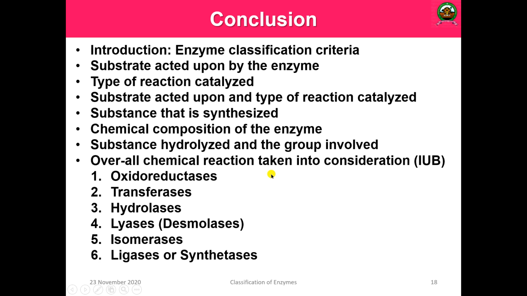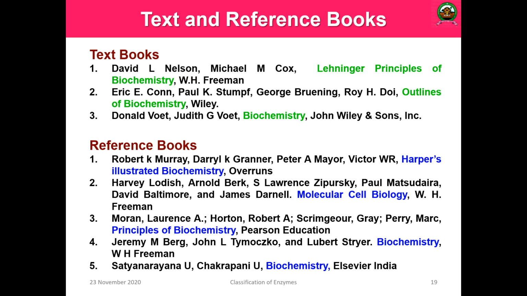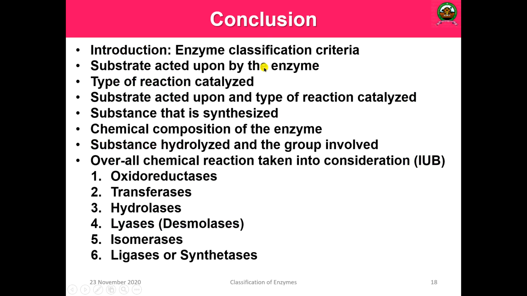Taking the overall chemical reaction into consideration, we have the International Union of Biochemistry classification: oxidoreductases, transferases, hydrolases, lyases or desmolases, isomerases, and ligases or synthetases. These are the major, important classification and nomenclature of enzymes. You can expect the IUB classification to be very important in examinations.